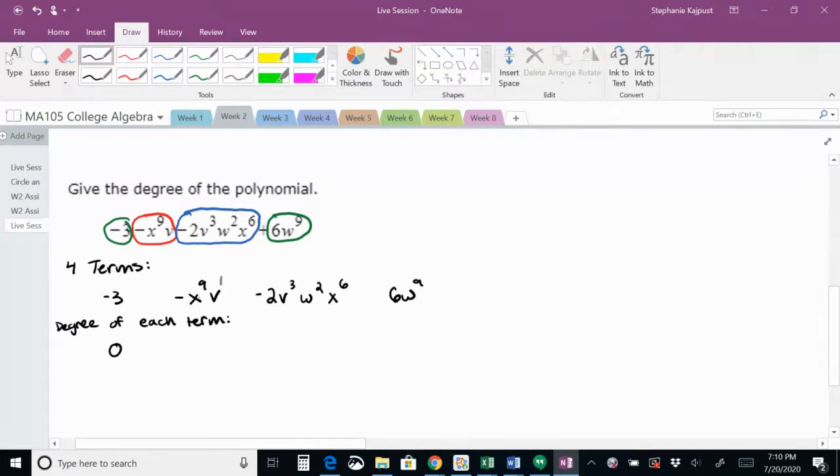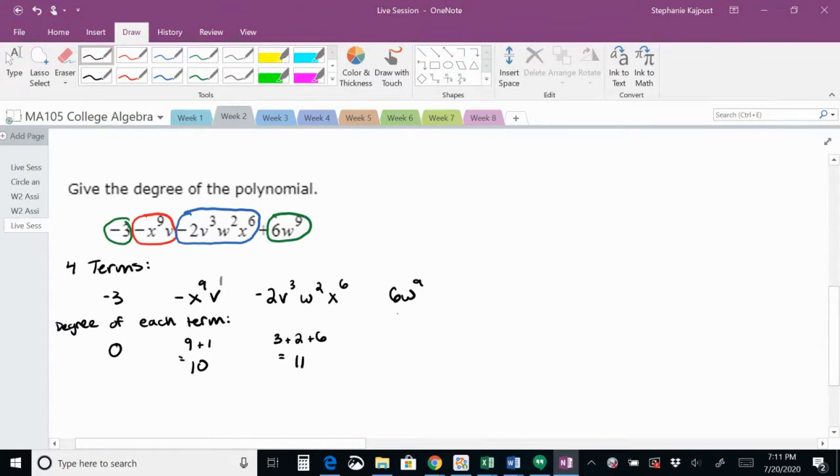My next term here, I have a -x to the 9th, v to the 1st. So what you do is you add the exponents on those variables. So this would be 9 plus 1, which is degree 10. The next term, we have a -2. That number doesn't matter. We're caring about the exponents. So we've got v to the 3rd, w squared, x to the 6th. So you add all of those exponents together, 3 plus 2 plus 6. So 3 plus 2 is 5, plus 6 is 11. So this is going to be 11.